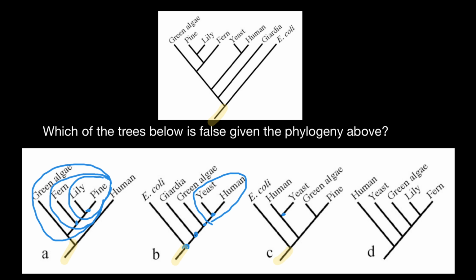If we go down to the root, we should expect that the next recent common ancestor has to be with this clade, which is green alga and pine. So if we go down here, we should have a recent common ancestor with green alga and pine. So lily and fern are just missing on this phylogenetic tree.